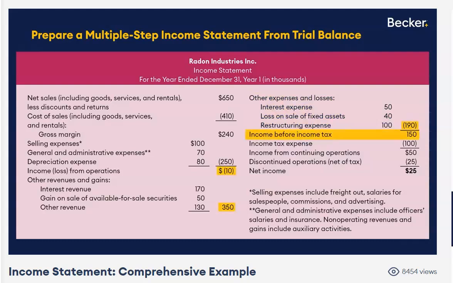This is really income from continuing operations before tax, okay? So the income from continuing operations before tax, then we subtract out our income tax expense, which is 100, and then we have our income from continuing operations, albeit after tax, of 50. Alrighty. Now, the next item is the discontinued.